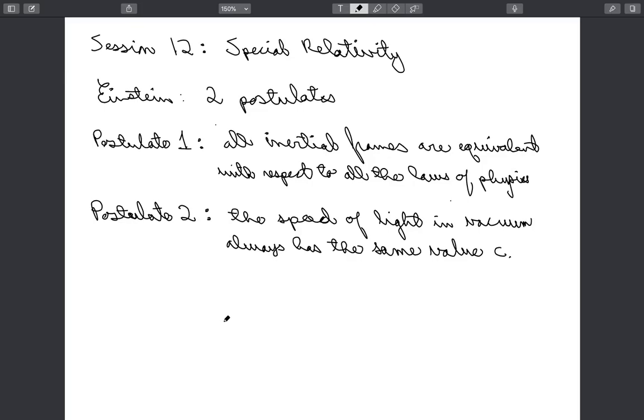So welcome to session 12 of Electrodynamics 2020. What I want to do today is cover the whole subject of special relativity and explain to you how it really directly relates to electrodynamics.